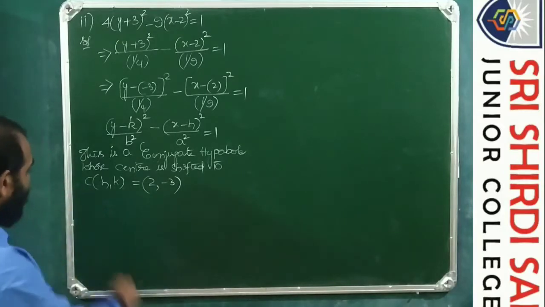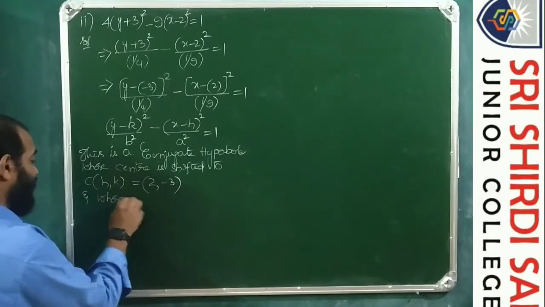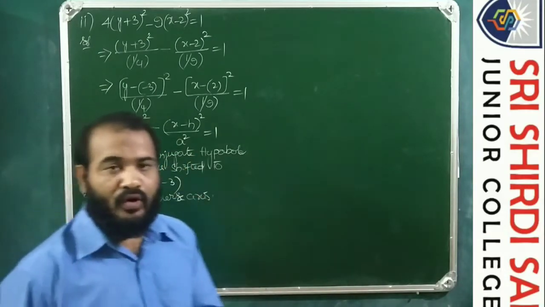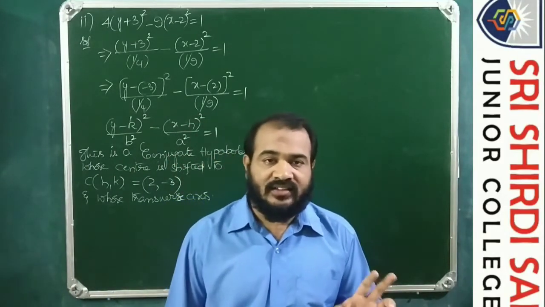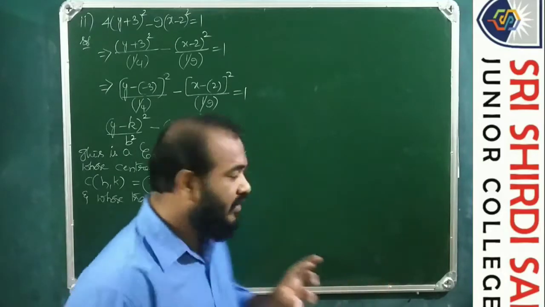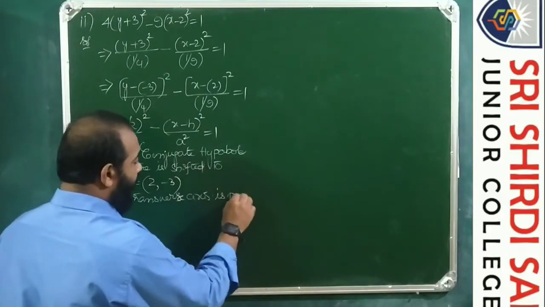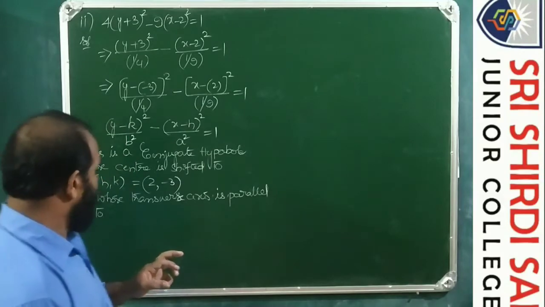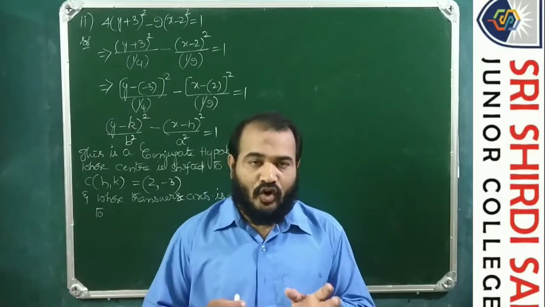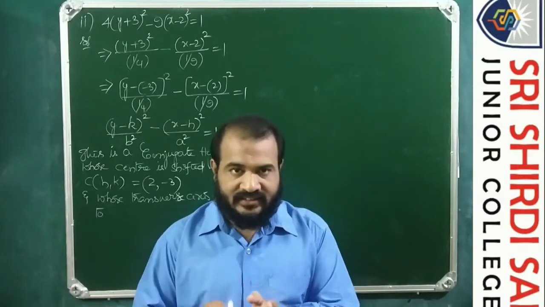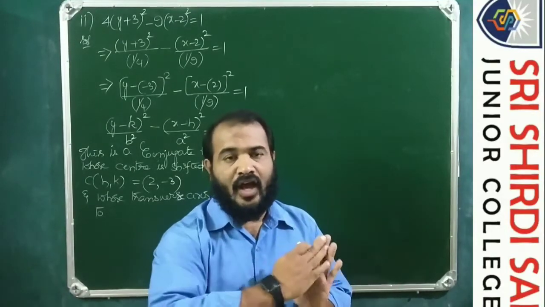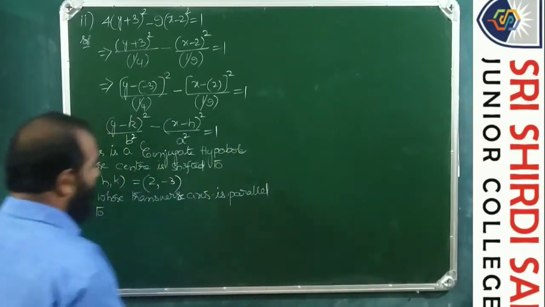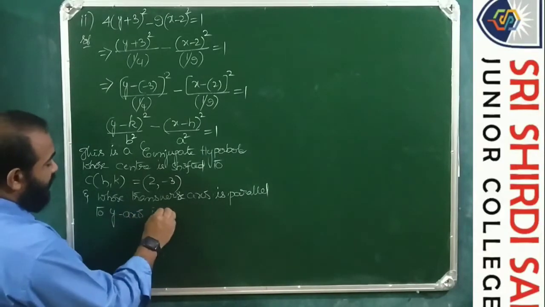So this is the center and whose transverse axis. For the conjugate hyperbola whose center is at the origin, the transverse axis is the y axis, in other words x equals to 0, but here it is parallel to the y axis, that is x equals to h here.